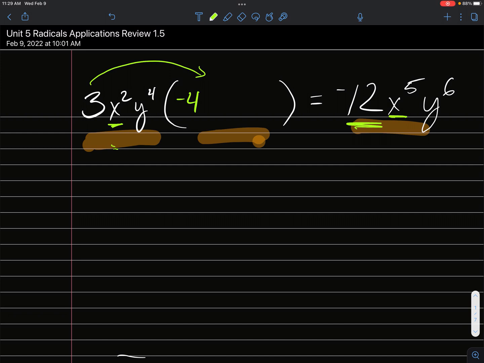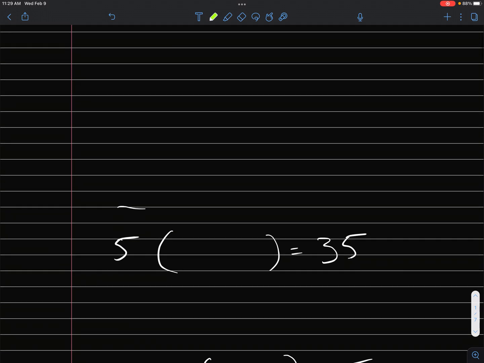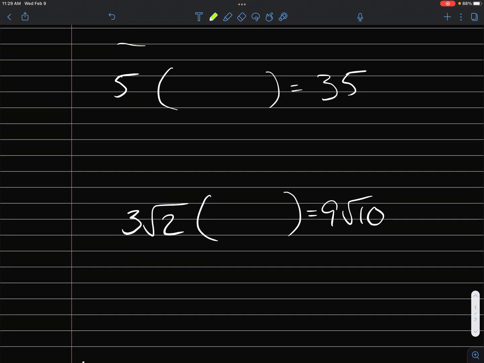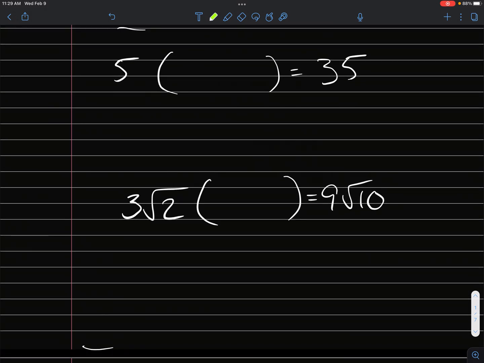Well, when you multiply variables, you add the exponents. So 2 plus what gives me 5? It would be 3. All right, and then y to the fourth times what gives me y to the sixth? 4 plus what gives me 6? 2. All right. Easy enough for monomials. When we get into radicals, it gets a little bit more dicey.